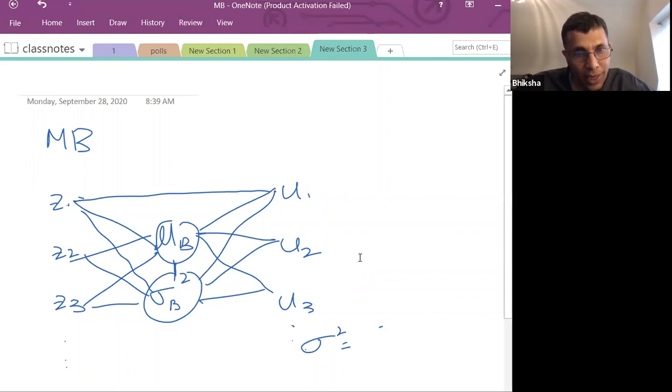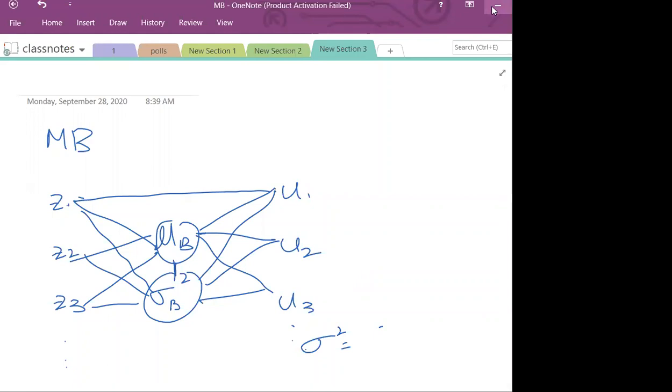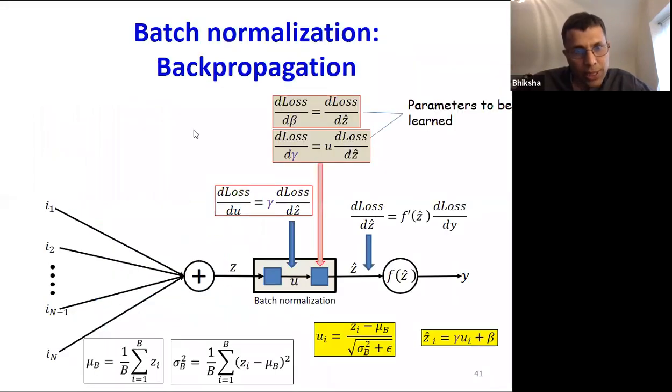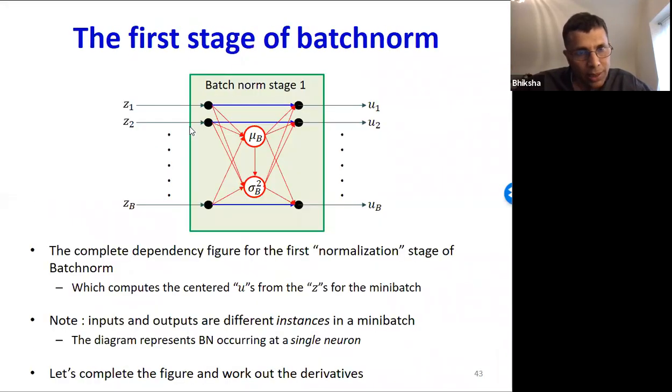Quick question. If we connected Z1 directly to U1, shouldn't we also connect Z2 directly to U2? Yes, I haven't drawn all of them. Okay, cool. So the actual set of dependencies is going to look like this. Right? Make sense? And now, questions, anyone?